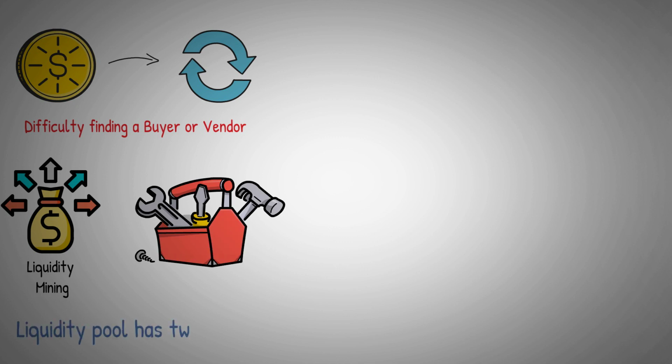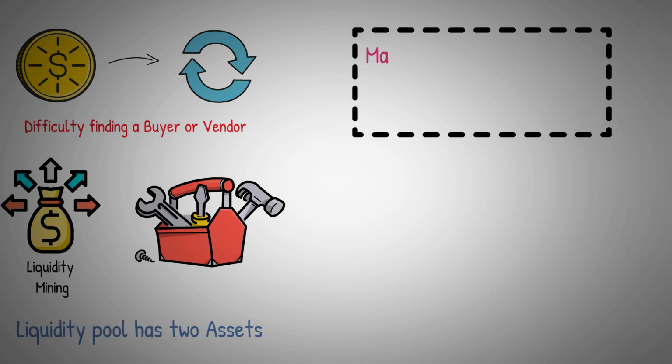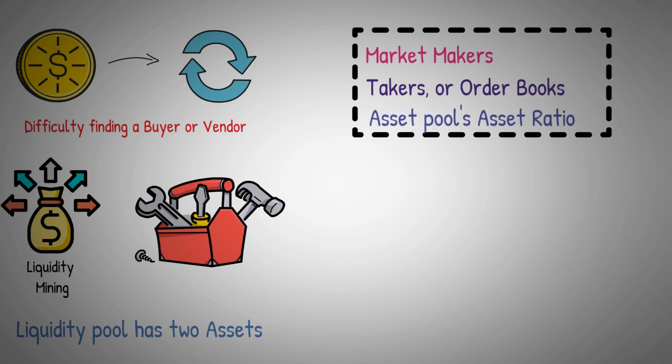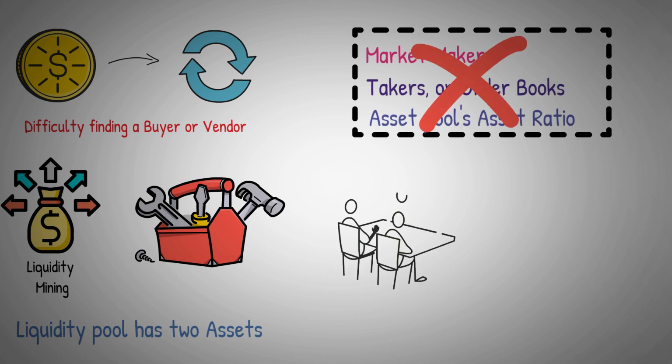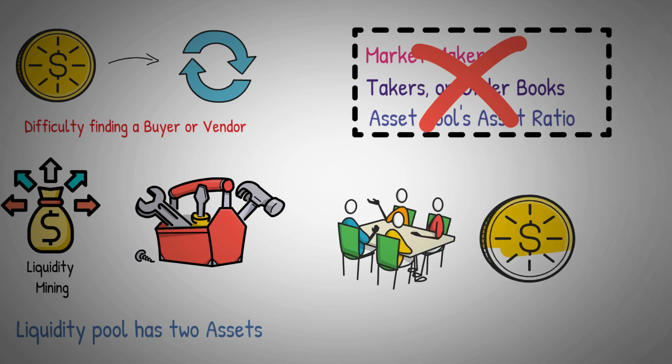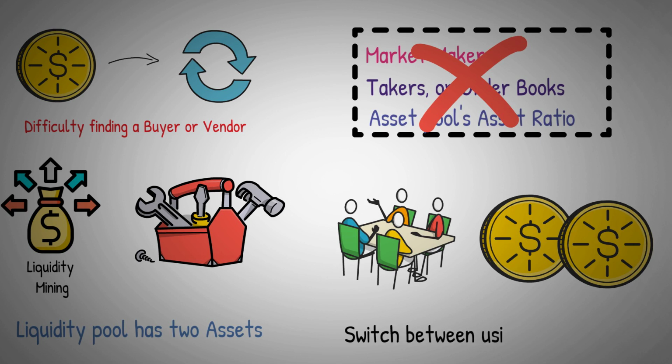A liquidity pool has two assets that users can swap. There are no market makers, takers, or order books, and the pool's asset ratio establishes the price. Liquidity providers are users who deposit a pair of tokens into the pool to facilitate trading. Users who swap between the tokens are charged a fee.